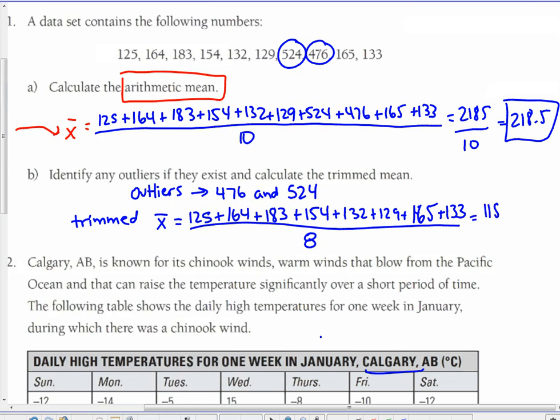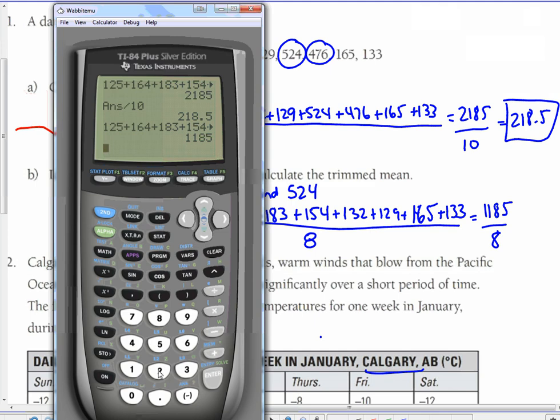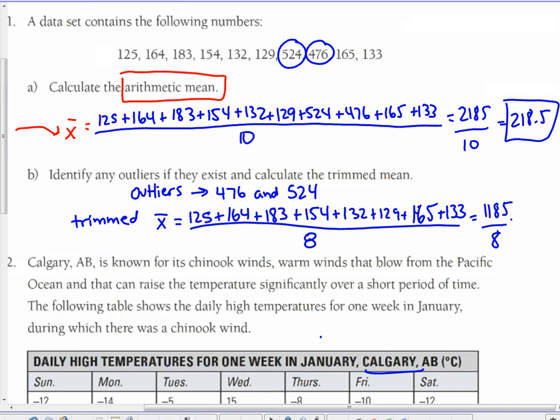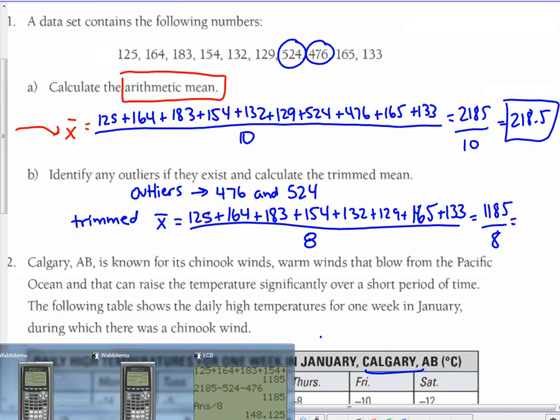Another way you could get your sum is, like we said before, take your old sum of 2,185 and subtract off the two outliers, 524 and 476. That also gives me 1,185. Might be a lot quicker. Then divide by 8. Our trim mean is 148. So about 148.125.